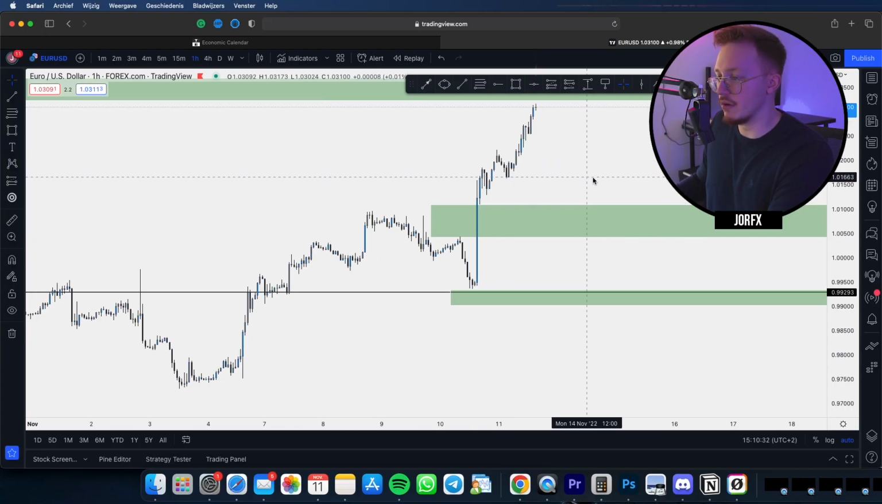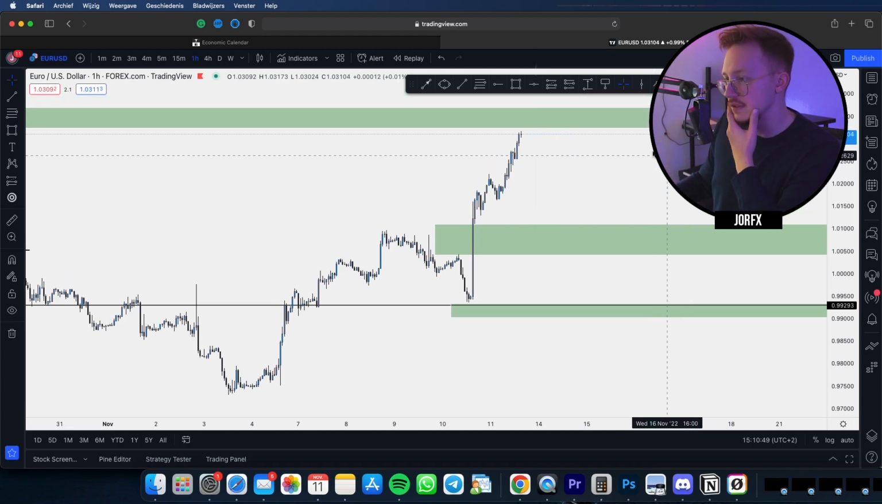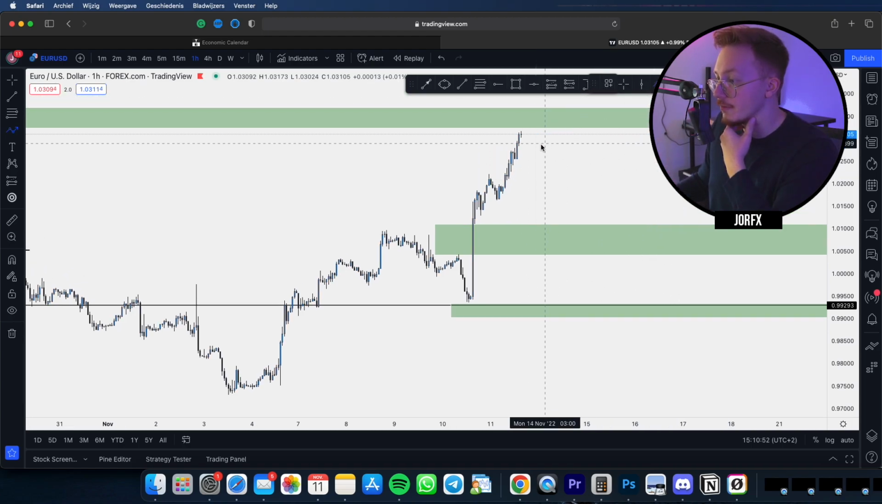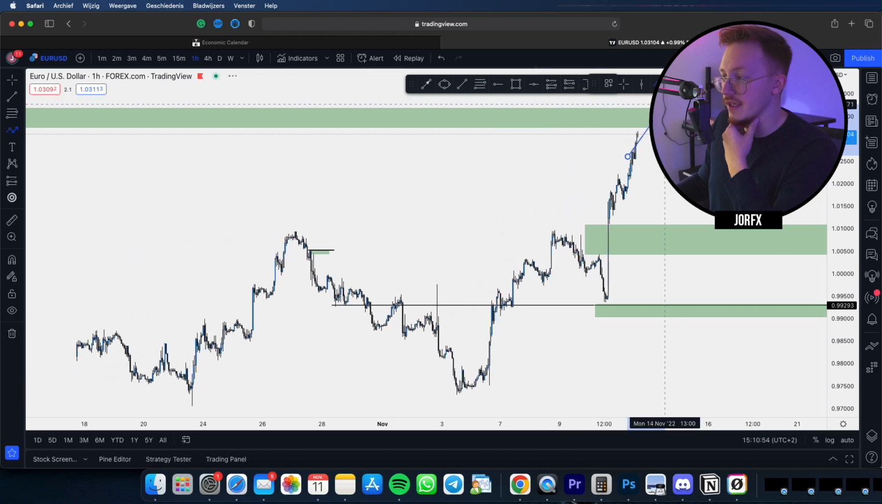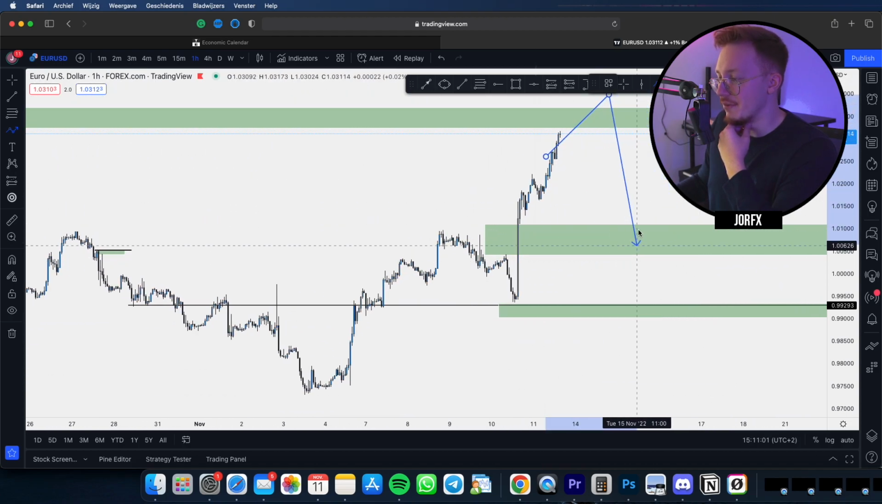Then we go to the 1 hour. What can we see? Not a lot of difference. So what do I expect the market to do? I expect the market to go up a bit more, to take out these highs preferably, then to come back down to this area right here.